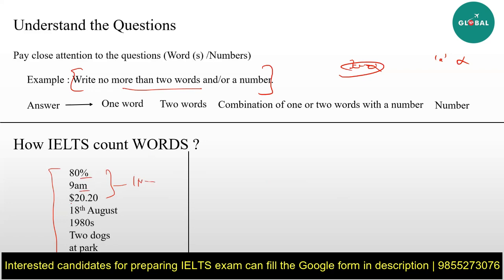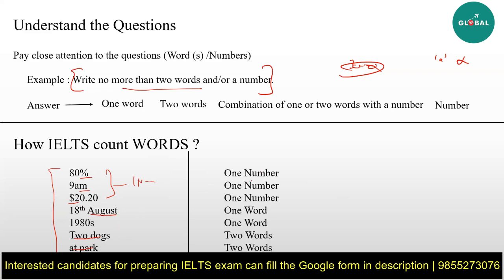Why? Because symbols like these are considered as part of a number. On the other hand, anything that is written physically in words, like August, 2 dogs, at park, is considered as 1 word. So the answer for these would be: the first three are one number. But then 18th August and 1980s, which is a whole decade, is considered as 1 word. On the other hand, 2 dogs and at park are considered as 2 words. Anything that is hyphenated is considered as 1 word.